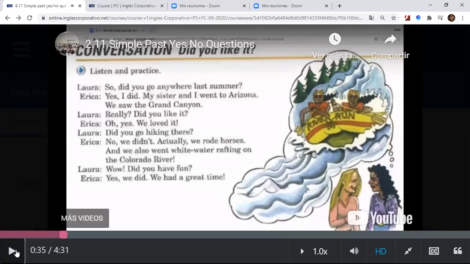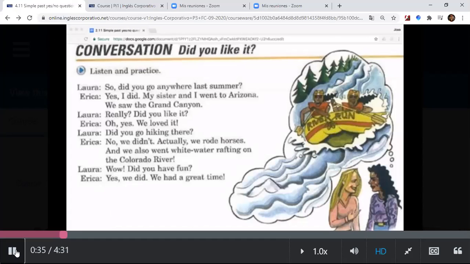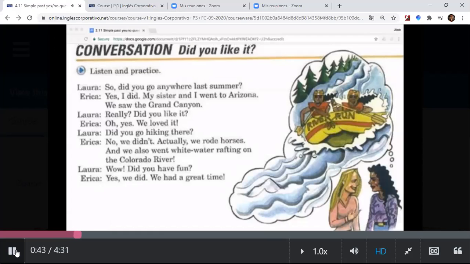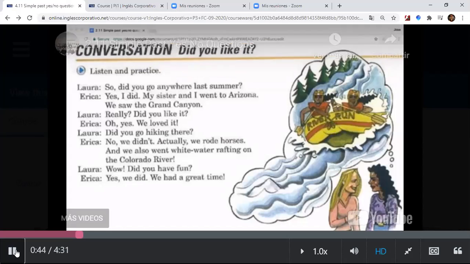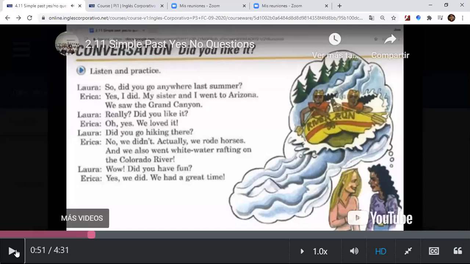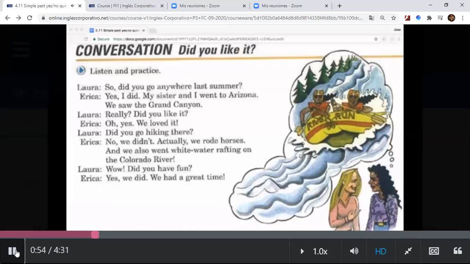We saw the Grand Canyon. Really? Did you like it? Oh, yes. We loved it. Did you go hiking there? No, we didn't. Actually, we rode horses. And we also went whitewater rafting on the Colorado River. Wow! Did you have fun? Yes, we did. We had a great time.